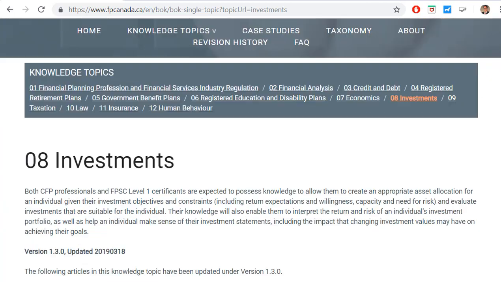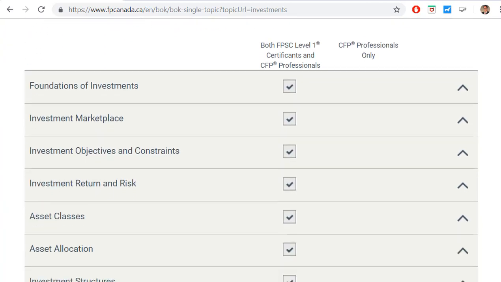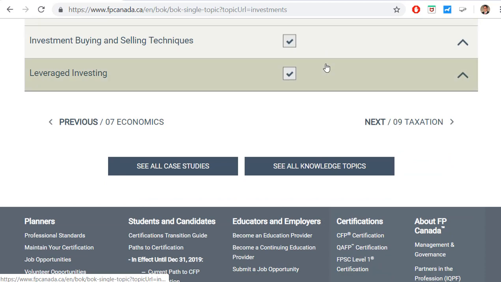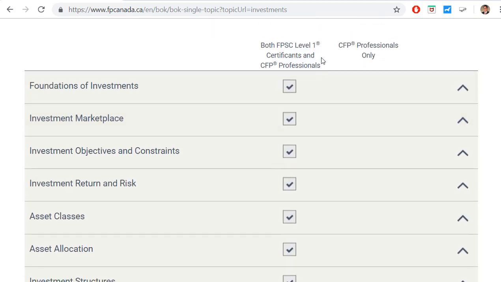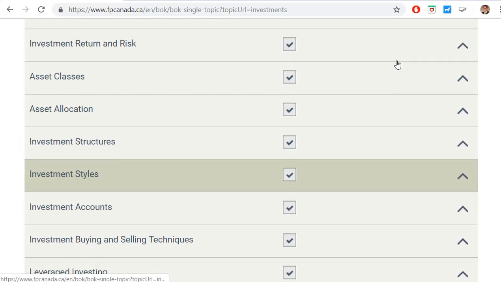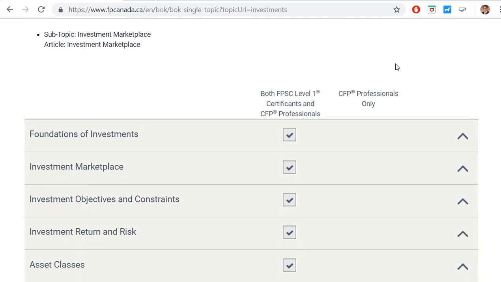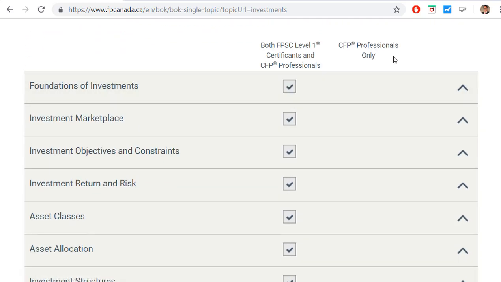We can scroll down, and it's always interesting to see there's a column with rows of topics and then 2 columns. Column number 1 is the level 1 certificate, which effective January 1st, 2020 is the QAFP. This is the level of knowledge required. So you can see here, for investments, pretty much everything is required at the level 1 or QAFP level, and CFP professionals only, see everything is covered off at level 1. Now, if we're looking at taxation, we would see that there's many items that are here at the CFP professional only.